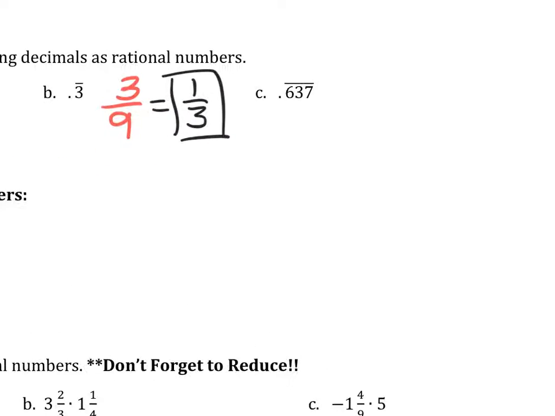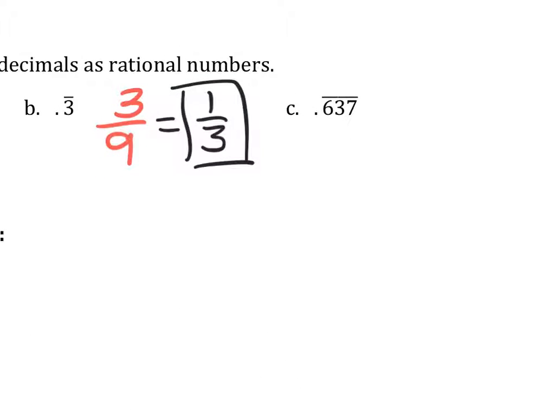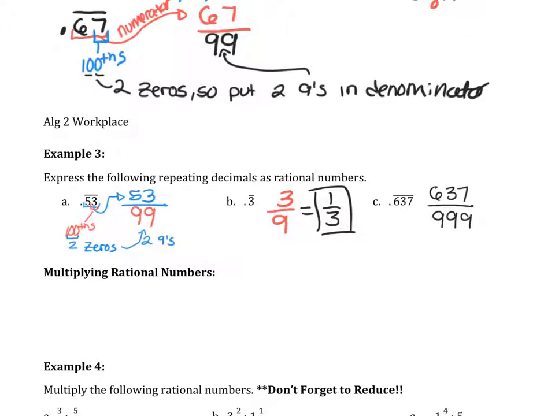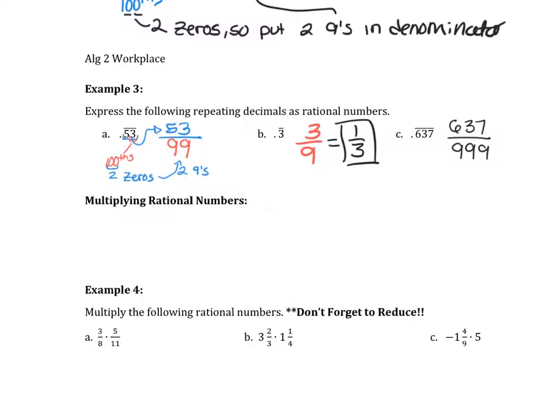All right, what about letter C? What should my fraction be? Yeah, 637 over 999. Can that be reduced? No. All right. Guys have any questions? So this is the repeating decimal one. This is where you can't really use your calculator. It's not much help. You can use it to check, but you can't use it to figure out what the fraction's going to be. So you have to use your place value. All right. Then moving on.